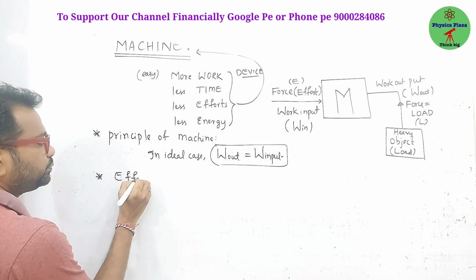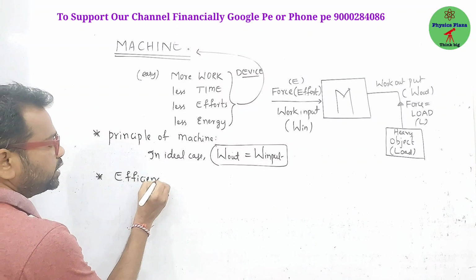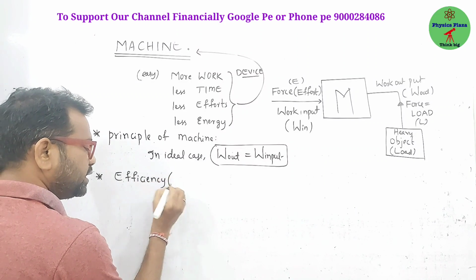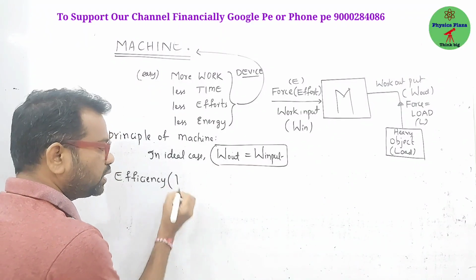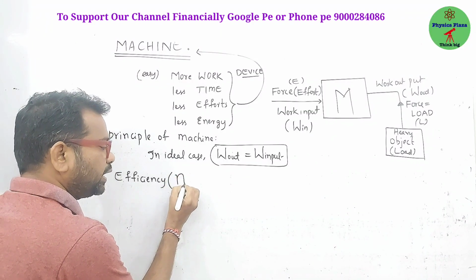Next term, children, efficiency. We are talking about efficiency. Efficiency, actually in higher classes, we represent with the letter eta. Eta means what here? You just write it like a small letter n only.